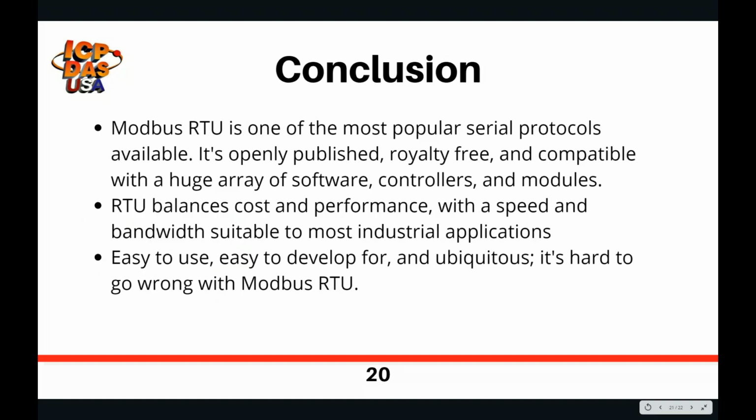So in conclusion, Modbus RTU is one of the most popular serial protocols available. It's openly published, royalty-free, and compatible with a huge array of software, controllers, and modules. RTU balances cost and performance with a speed and bandwidth suitable to most industrial applications. But if you do need a super high transfer or sample rate, we do have high-speed Ethernet data loggers and data acquisition modules we talked about in last month's webinar. If you're looking for something like that, I can refer you to the video from last month's webinar, because I think it would be very helpful. Finally, Modbus RTU is easy to use, it's easy to develop for, and it's nearly ubiquitous. It's hard to go wrong with Modbus RTU.